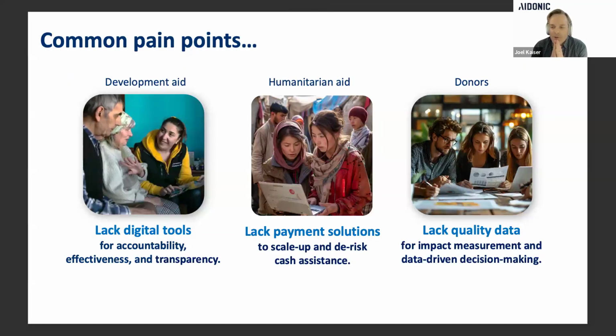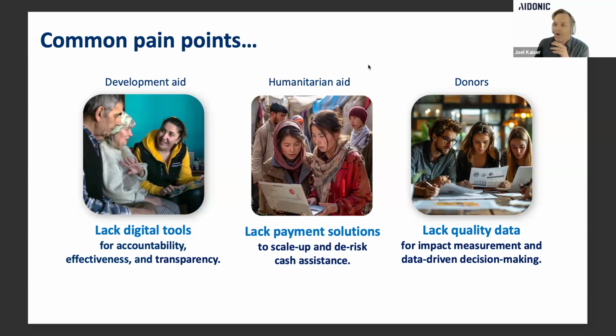So what are those pain points? Well, there's many and they're diverse, but I'll just highlight some on the screen now, such as the lack of digital tools, the lack of payment solutions, and the lack of quality data. Now, these things may differ in your context. Accountability may be something you're very good at, but there might be a new donor that you want to work with, and that donor might demand more accountability from you.